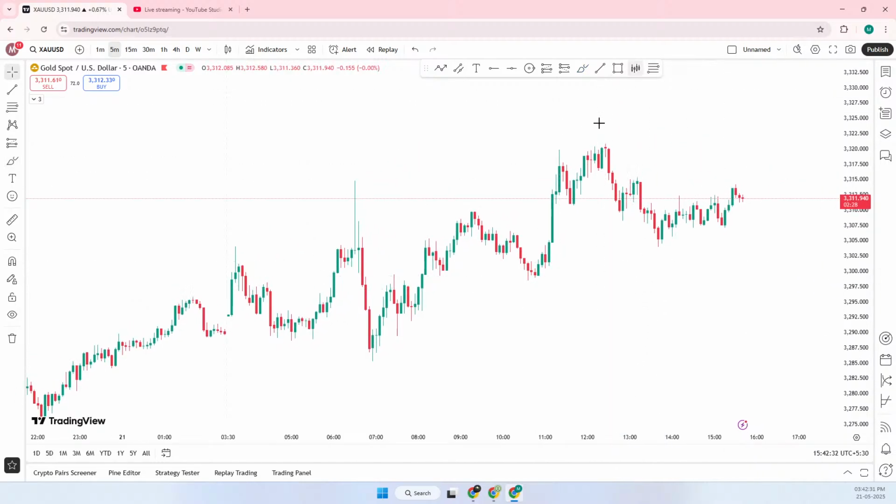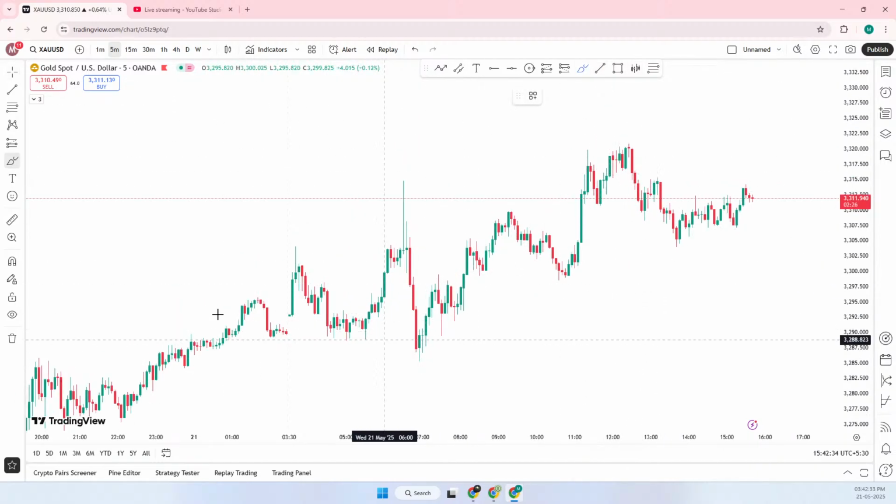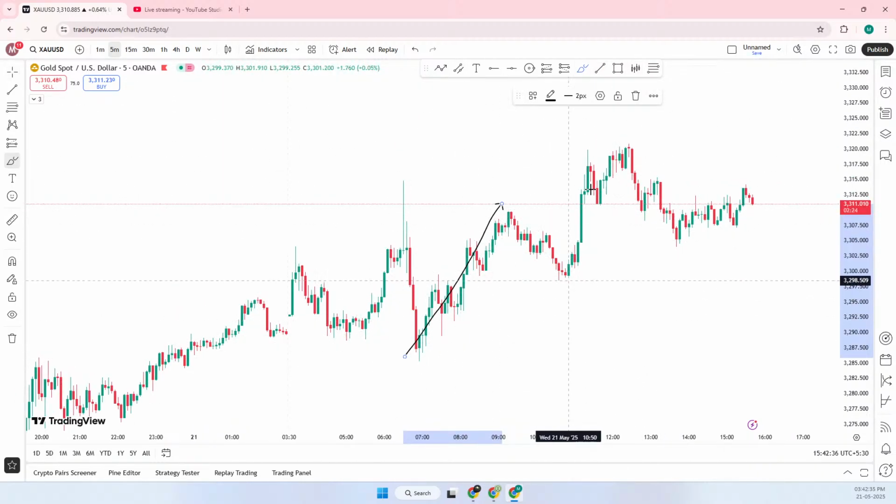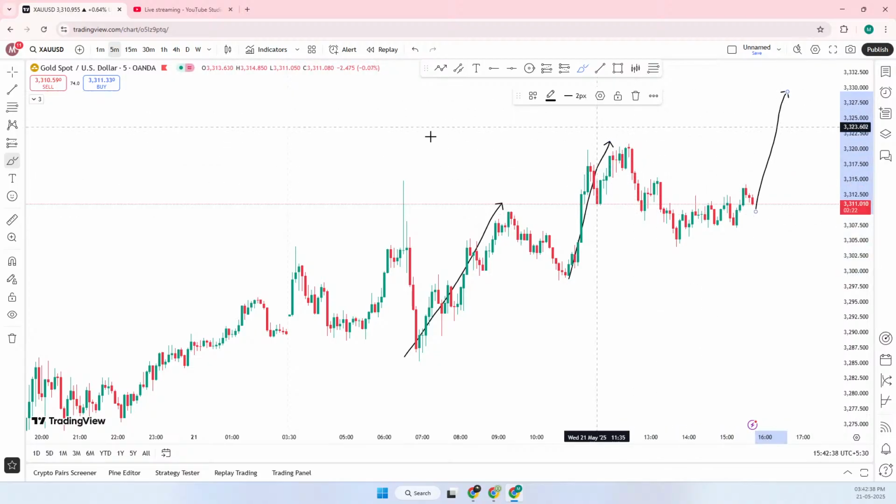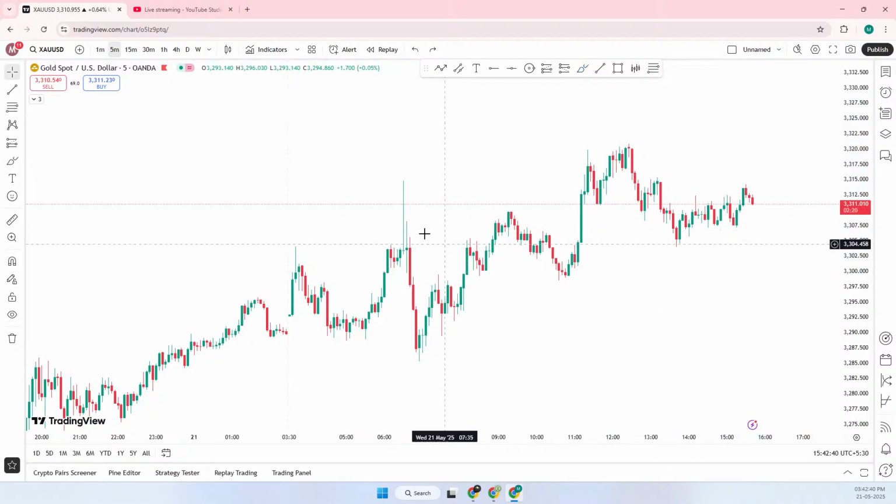And now if you notice, this is the first move, this is the second move, and there is a third move pending in the market, right? But in order to understand or to take a fresh trade here, we have to go for in-depth analysis, right? So without wasting much time, let's go into detailed analysis.